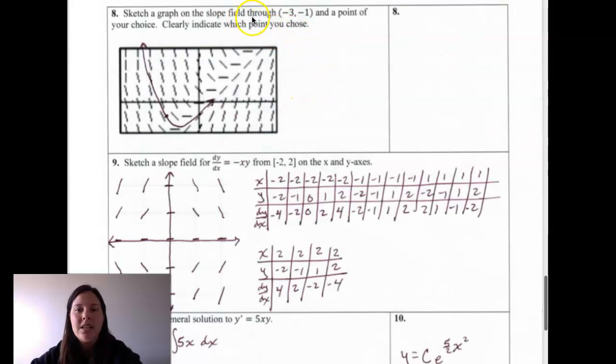Number 8, I just sketched a graph through -3, -1 because the second graph was a point of your choice and I didn't know which point you would choose. So lots of different options. If you do have a question on what your graph should look like through your point, I'm happy to go over that with you. But through -3, -1, that was our starting point. And as a reminder, you want your line to be parallel to those little slope lines. So off to the left here, it's increasing, and then the slope slows down and then becomes horizontal, and then it approaches this kind of slant asymptote here. So that's the general shape of the graph through that point.